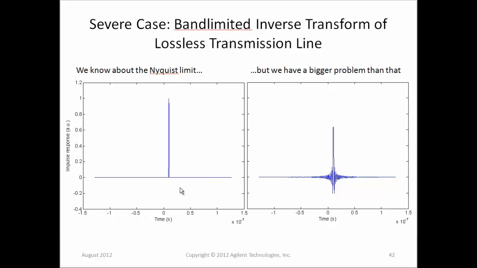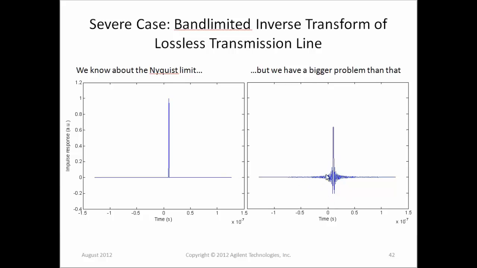Now we all know about the Nyquist limit. In Fourier transforms, we get a finite kind of width of an inverse Fourier transform when we have a finite Fourier transform. But when I actually do this case, I do the inverse FFT on a lossless transmission line, I get these very, very severe problems.